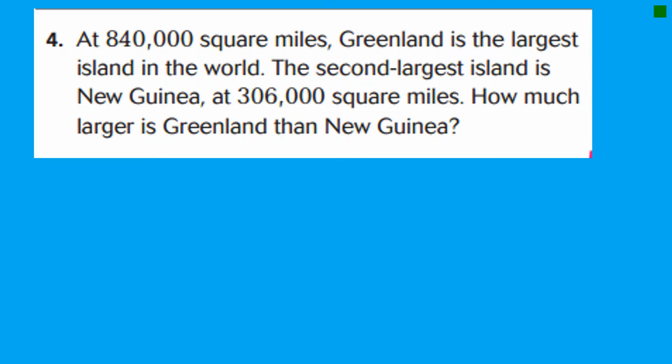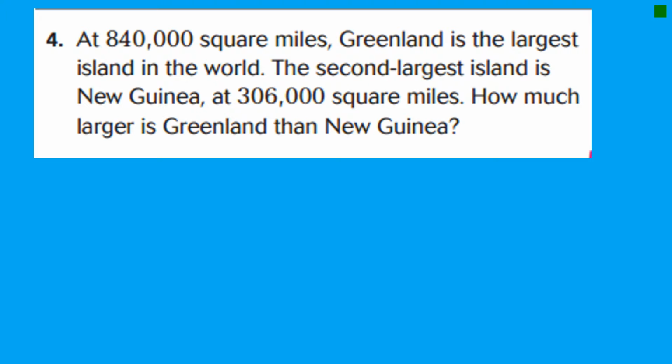All right, I'm moving down to number 4. At 840,000 square miles, Greenland is the largest island in the world. The second largest island is New Guinea at 306,000 square miles. How much larger is Greenland than New Guinea? Okay, and we don't have to draw a model for this one, but you can if you want to.